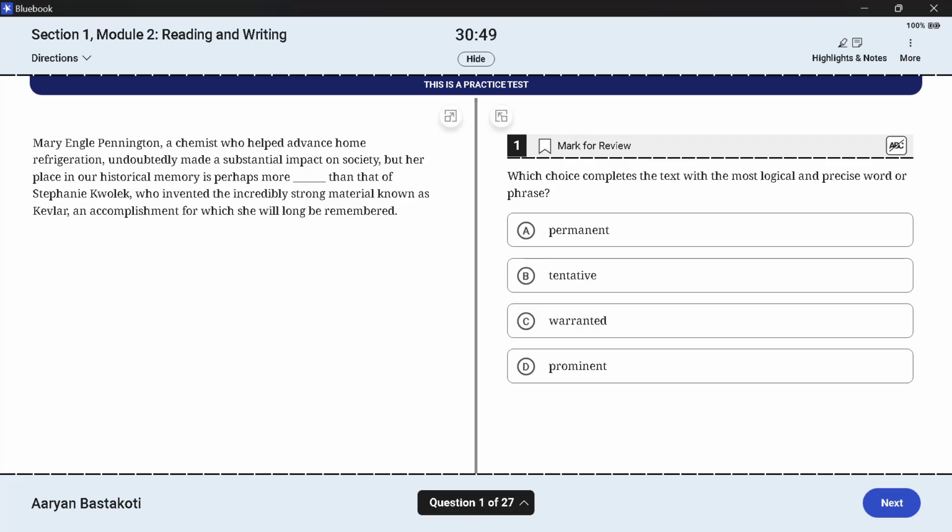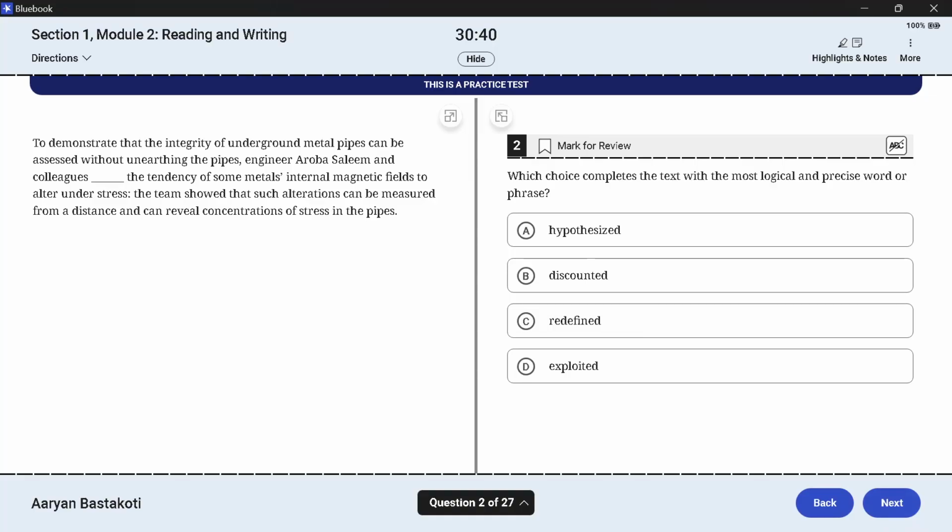I do not think her contribution is her place in memory is more important. So I'm choosing this. It might not be the right answer, but still.